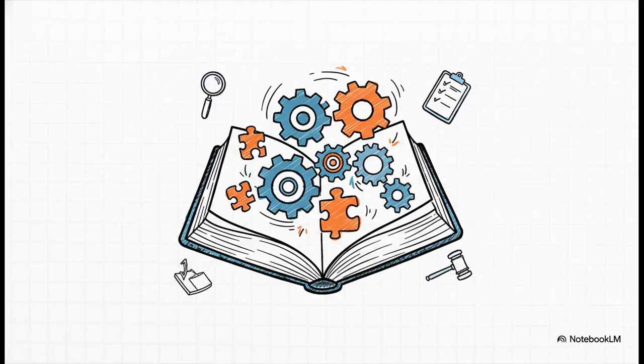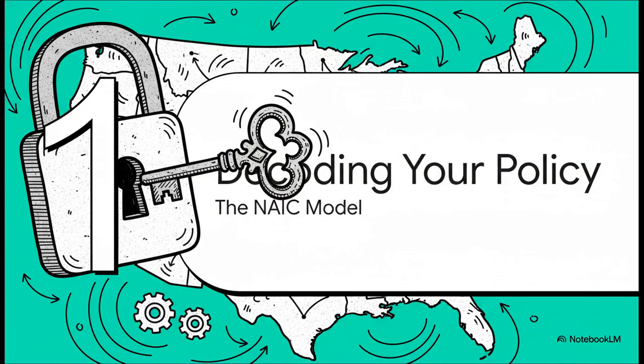See, that document isn't a mystery novel. It's a contract. And like any contract, it follows a very specific set of rules. There's a hidden structure in there, and once you see it, everything starts to click. So today, we're handing you the official rule book. So how in the world do we decode this thing?